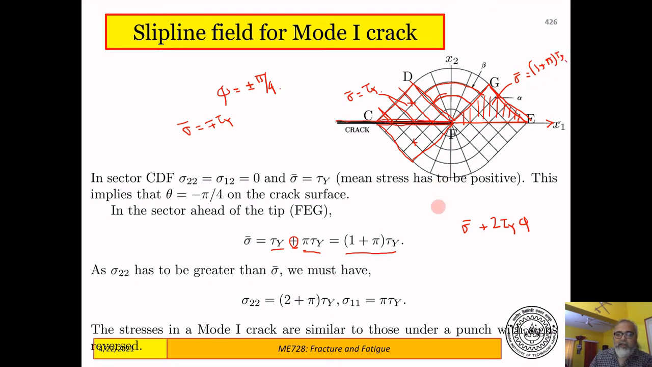And once you know sigma bar, you can find out sigma 22 and sigma 11. So sigma 22 and sigma 11 are also constant in this region, and these are the values of sigma 22 and sigma 11. What you will see is that this is exactly similar to the punch problem, except that the signs are all reversed. Now, what are the stress fields in front of a plastic crack where the material is assumed to be rigid, perfectly plastic?